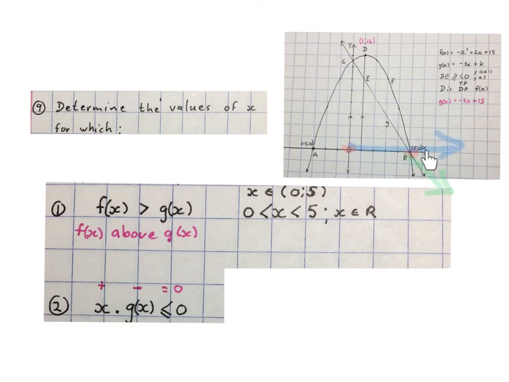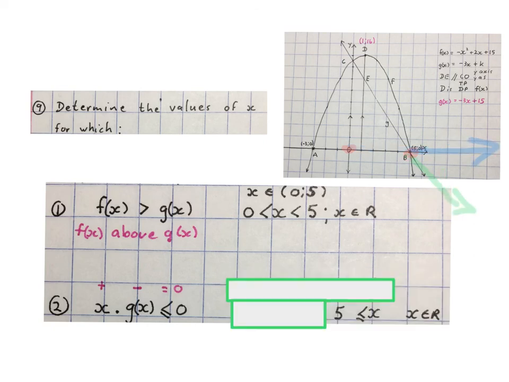So x is positive on this side of the y-axis and the g graph is negative under the x-axis. So we want the x values on this side. So a piece of my answer is x is bigger than or equal to 5, x element of real numbers. You want the x values on this side of 5 and including the 5.